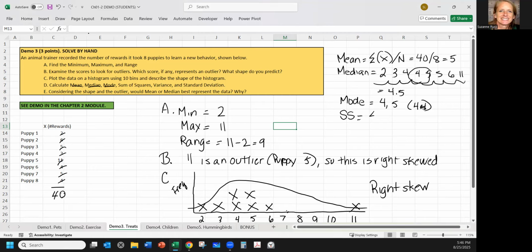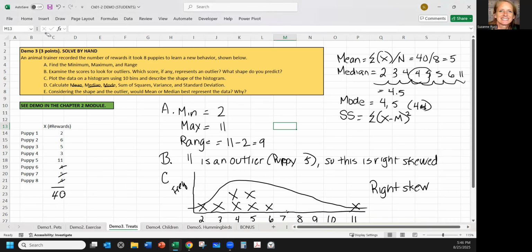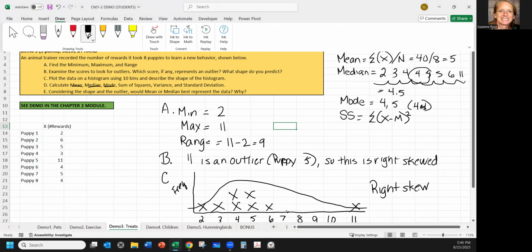And I know that SS is the sum of all the square deviations. The deviations are x minus m. So I'm going to square all of those. So let's figure out the deviations. I'm going to go ahead and erase the ink on top of these numbers one more time. I'll just erase all of that going down. X minus m just means each score minus the mean.